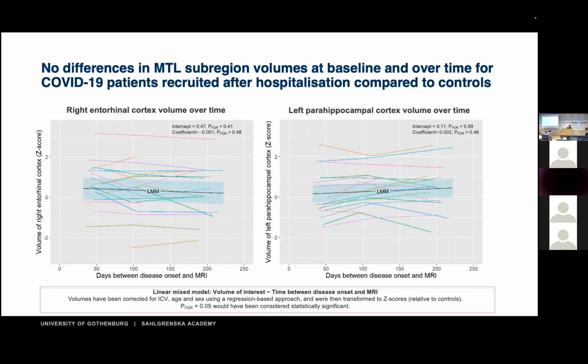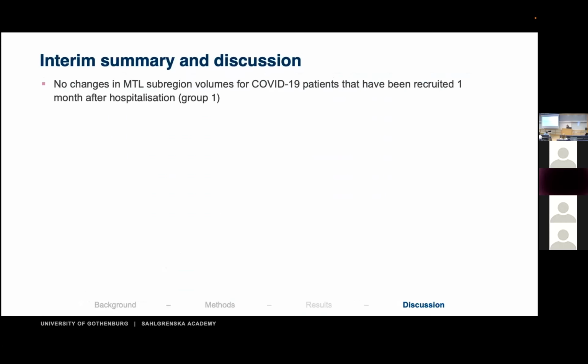So here you see example plots for group 1, showing right entorhinal and left parahippocampal cortex volumes over time, where volumes have been Z-score transformed relative to controls. So the mean volume of controls would be 0. And this allows us to look at the p-value of the intercept. But as these plots also demonstrate, we didn't find any differences. So these results would suggest that there are no changes in MTL subregion volumes for COVID-19 patients that have been recruited 1 month after hospitalization.